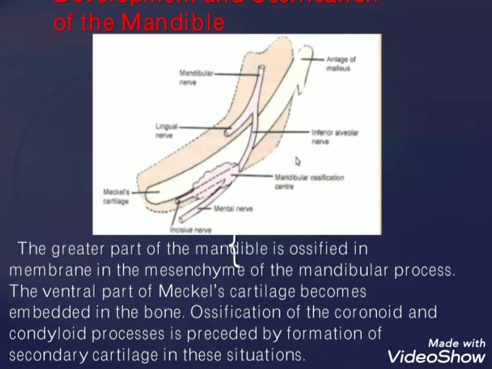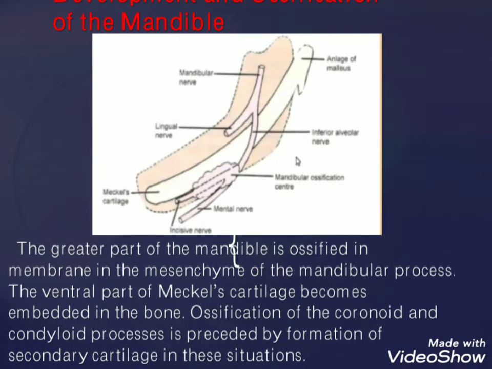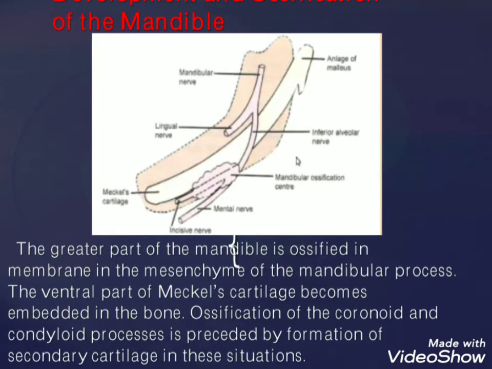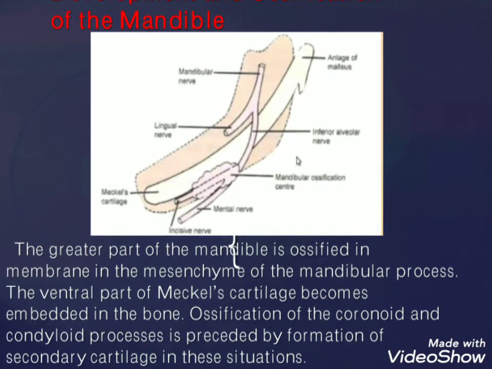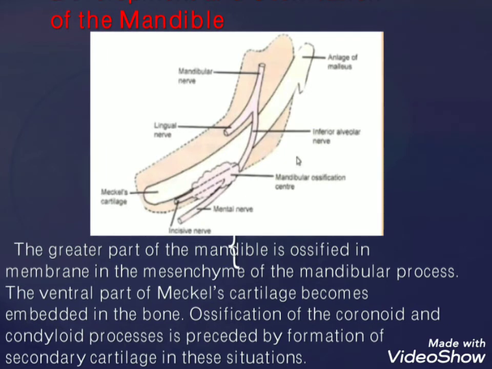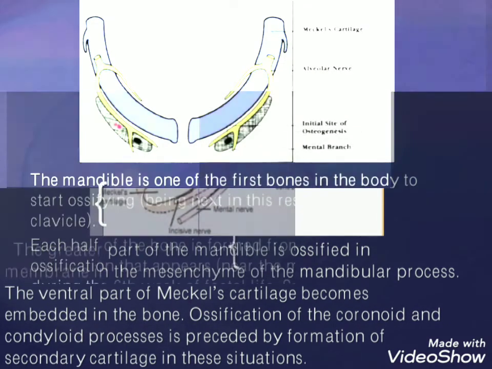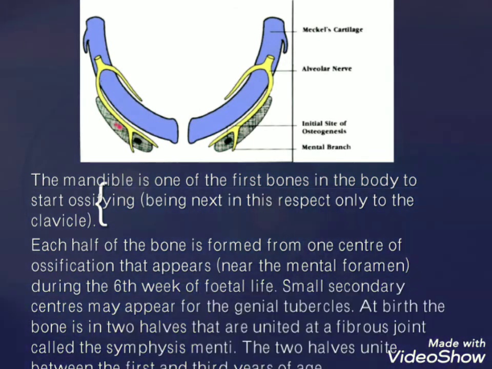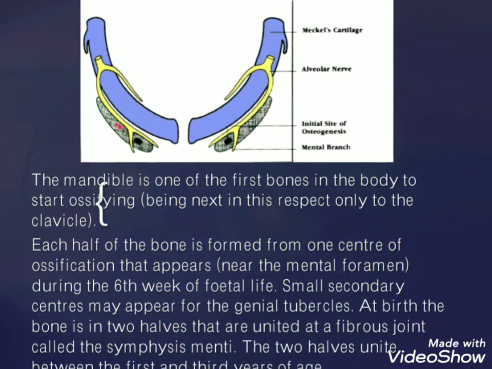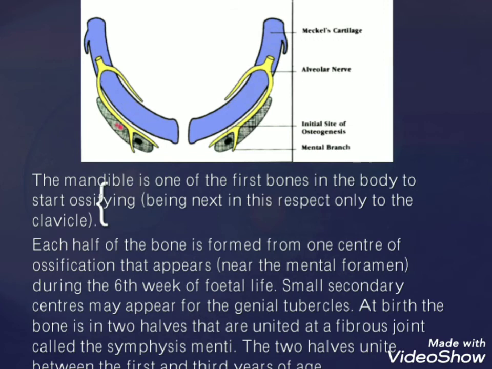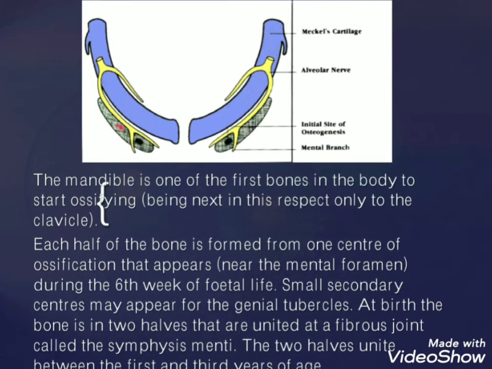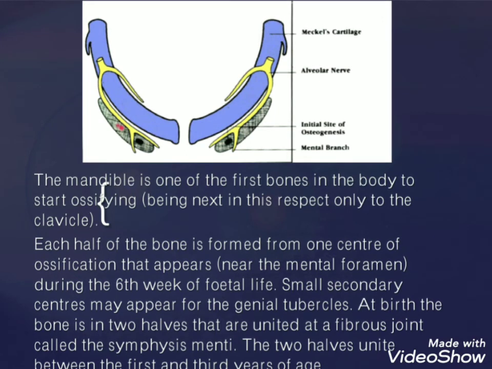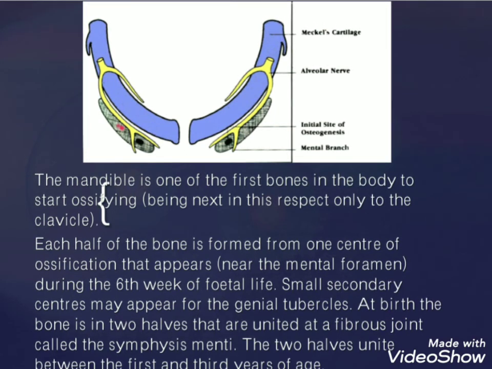This is the developing mandible where the mandibular nerve is formed, which is a branch of the trigeminal nerve, the mandibular nerve. On the left side we can see the lingual nerve. The mandible is one of the first bones in the body to start ossifying, being next in this respect only to the clavicle.